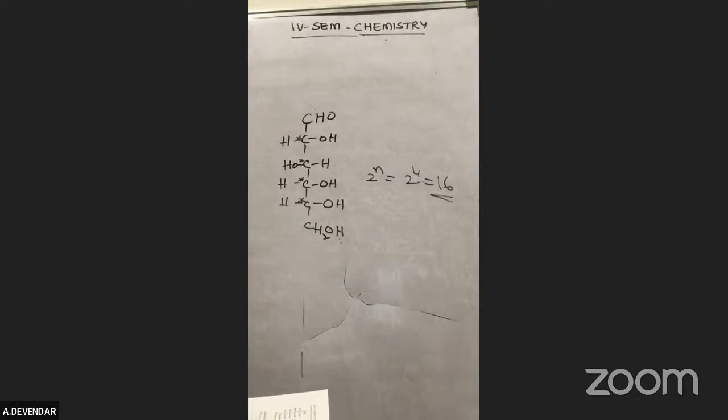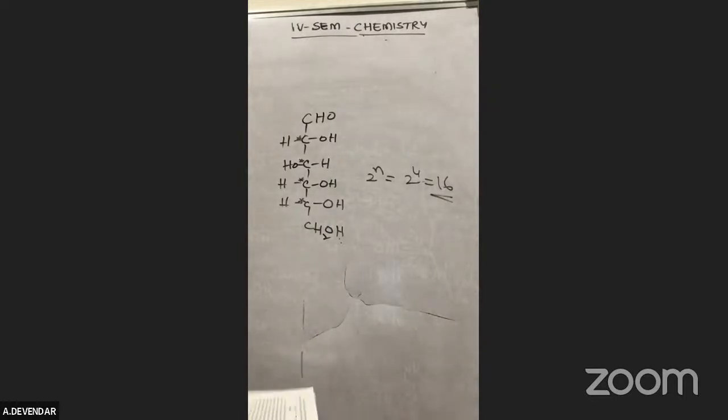Next, page number 148, cyclic structure of fructose. This is important. They ask for the cyclic structure of fructose. So you write the formula of fructose, then the cyclic nature, how it is represented, that you have to practice. Okay. This is about this chapter.